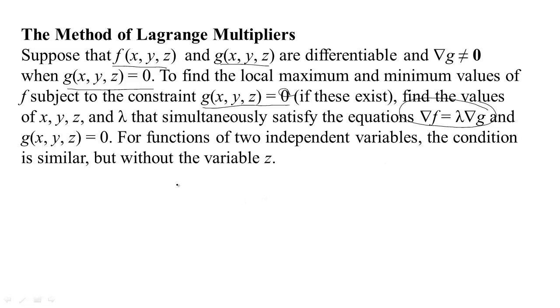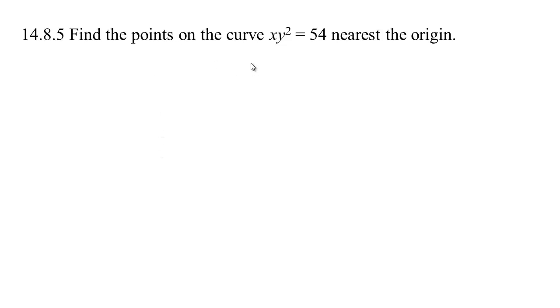Let's work an example. We want to find the points on this curve, xy squared equals 54, that are nearest to the origin. So I can see what my function g is. g is equal to xy squared, and we're trying to figure out where our constraint is that g of xy always has to equal 54.